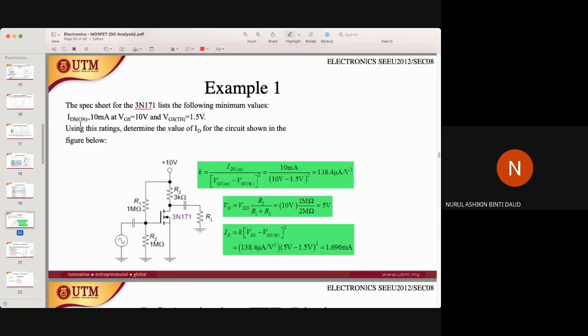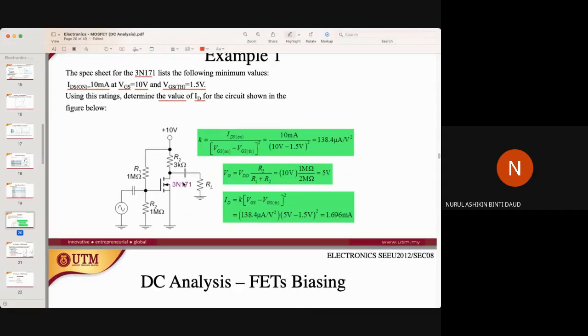And then they ask you the following: the minimum value of IDS, which means the drain source current, is 10 milliamps when the VGS is 10 volts, and the value of VGS threshold is 1.5 volts. So using the ratings, determine the value of ID. They ask you to find the value of ID for the circuit shown in the figure below.